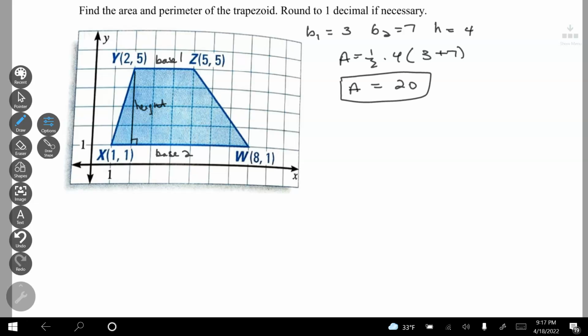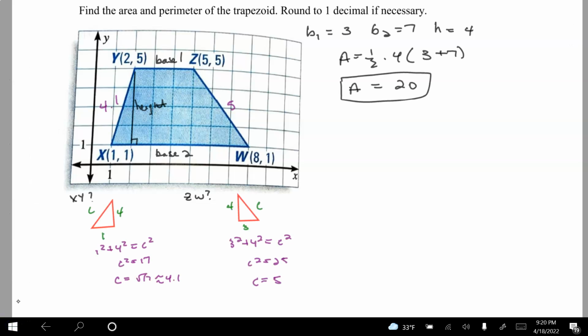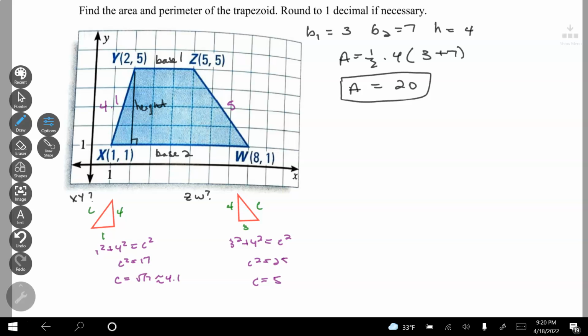Now I have to figure out perimeter. So when I do perimeter, I don't know what XY is. I don't know what DW is, those slanted sides. So I'm going to use my Pythagorean theorem. I'm going to draw a triangle. So you can see I drew my little triangles based on what I have for these little triangles over here to figure out XY. The bottom side is 1.